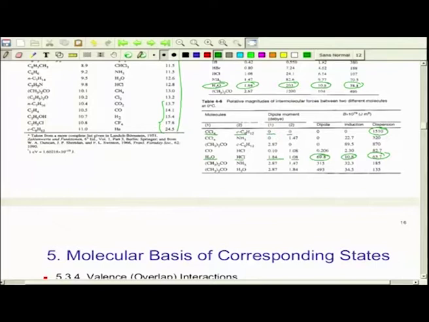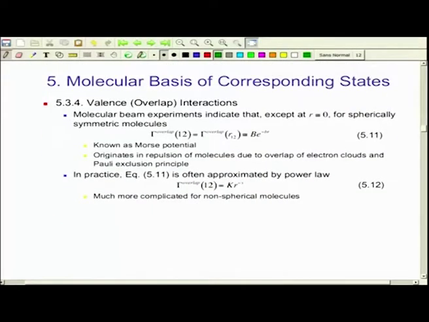In addition to dispersion, we also have to consider the valence overlap or repulsive interaction. Molecular beam experiments indicate that except at r equal to 0, that is, when the particles are close by, for spherically symmetric molecules we can approximate this overlap potential as simply a constant B multiplied by exponential of minus another constant small b times r, and this is sometimes also called the Morse potential. It has its origin in the overlap of electronic clouds and Pauli's exclusion principle. In practice, we often approximate it by a power law like this.